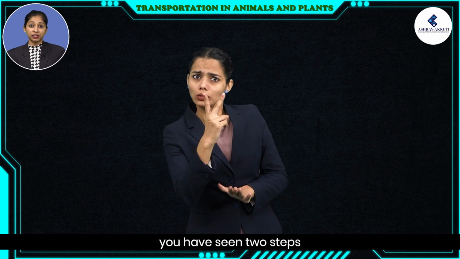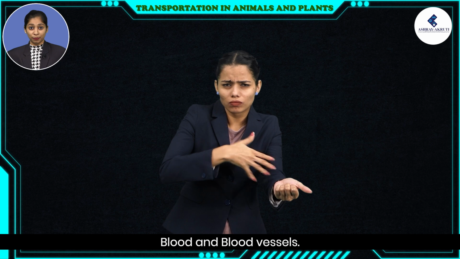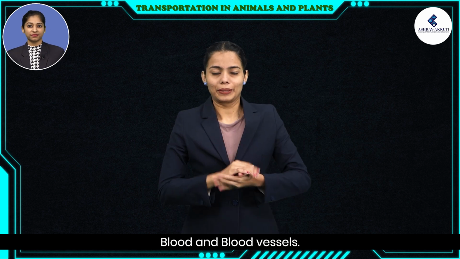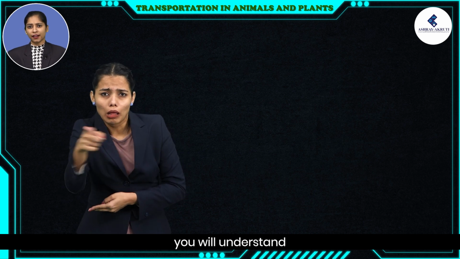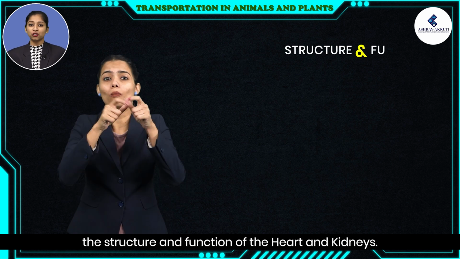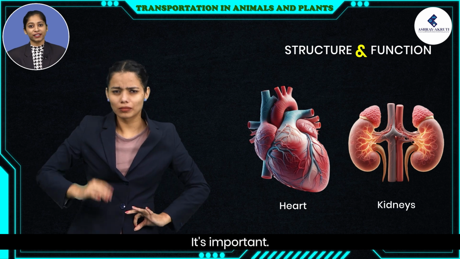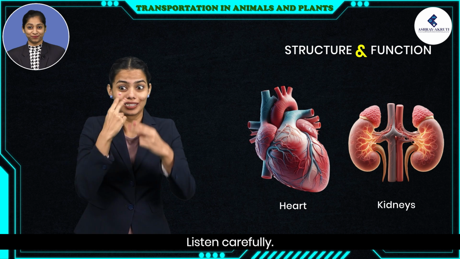In the previous video, you have seen two steps related to the circulatory system, blood and blood vessels. Now, in this video, you will understand the structure and function of the heart and kidneys. It's important. Listen carefully.